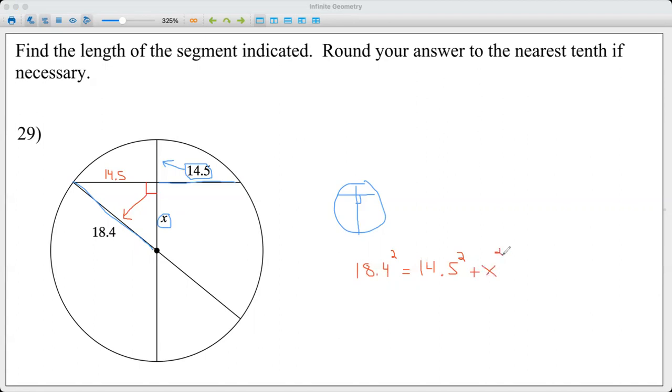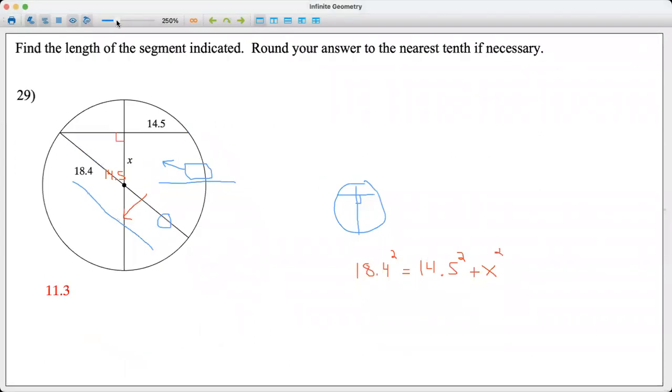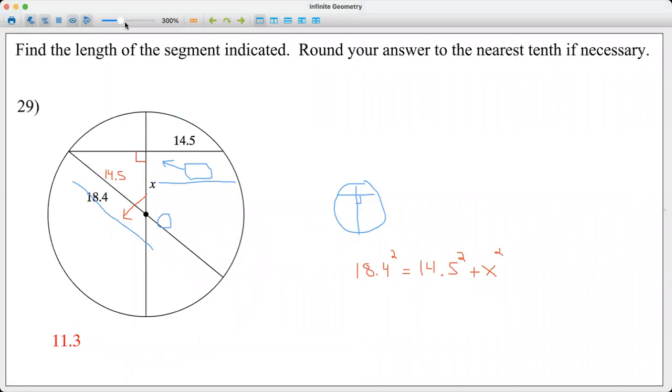So square 18.4, and then from that I'm going to subtract 14.5 times 14.5. And then lastly, I need to take the square root of that. This is going to be a really ugly number, so you're going to have to do some rounding. Notice it does say round to the nearest tenth. The answer is 11.3 after you take the square root. I'm skipping the work there, but we've done enough Pythagorean theorem, and I'm confident you know what you're doing.